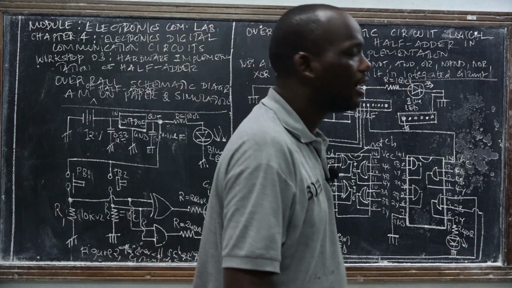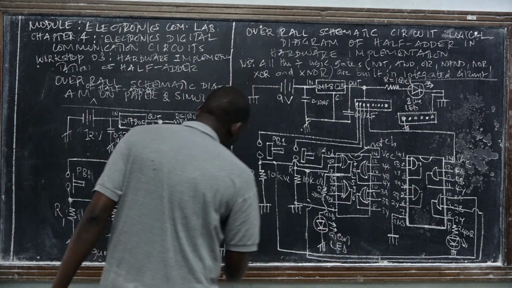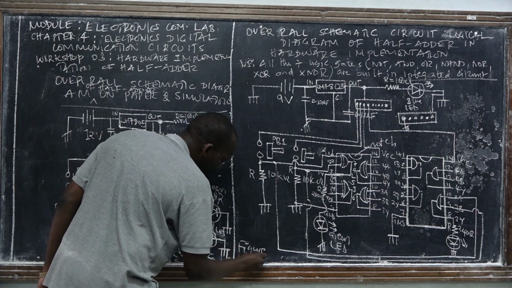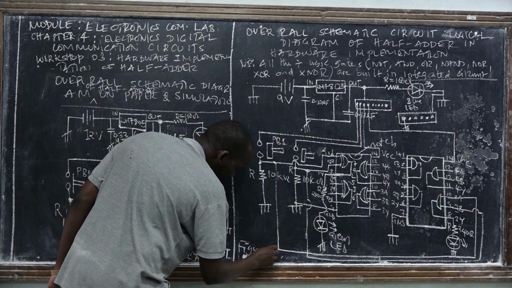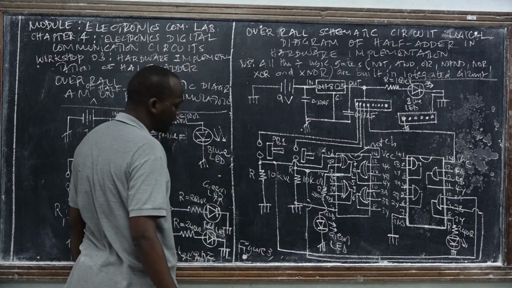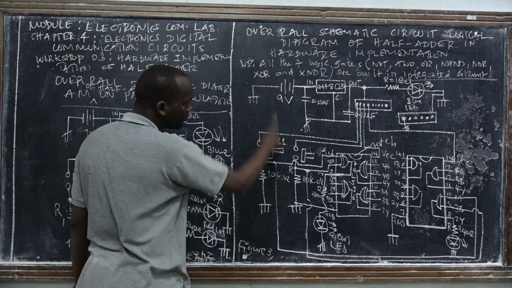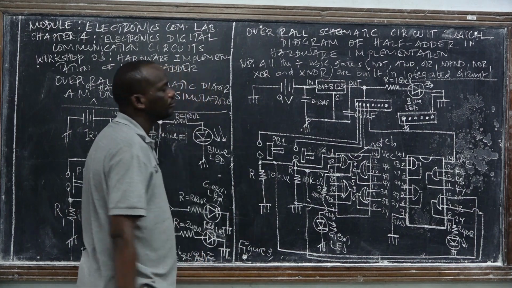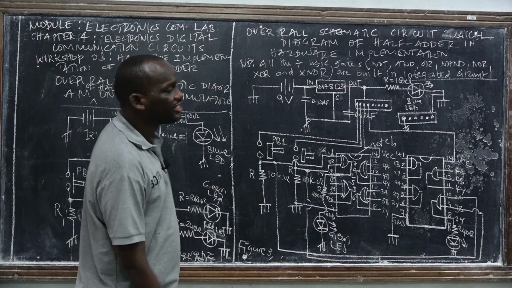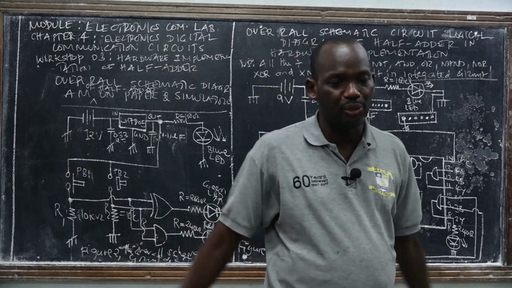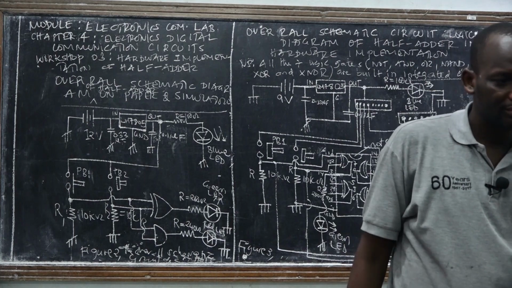Is it clear? Don't forget to label or to name. This is figure what? Figure 3. Then, what is its name? So once you have that schematic circuit diagram, what you just need is electronic components to build it and test it.